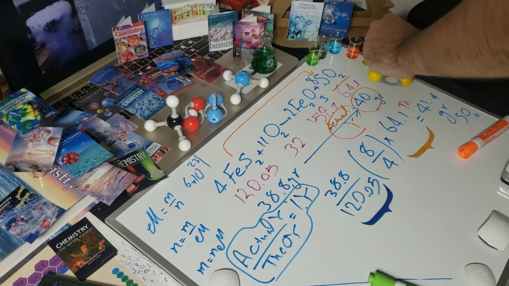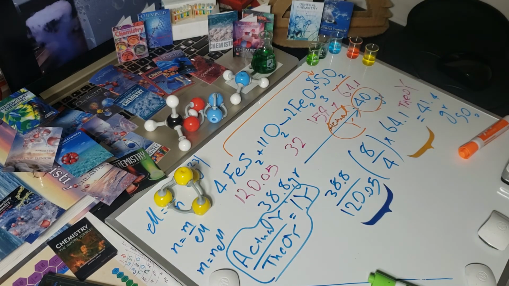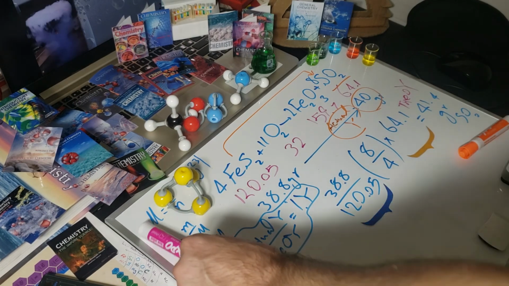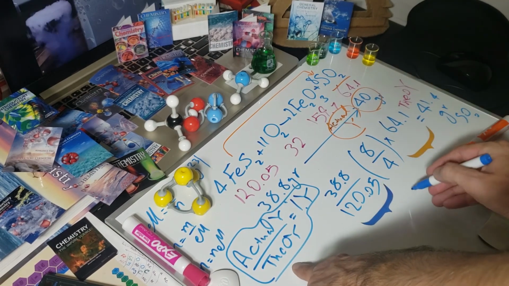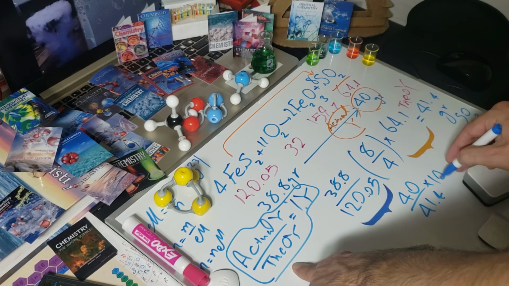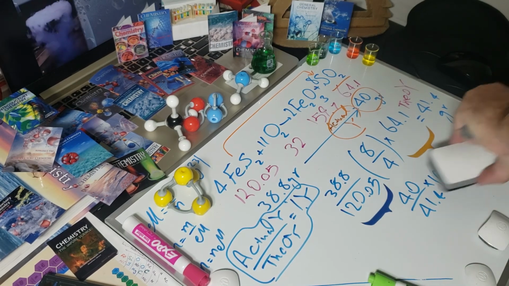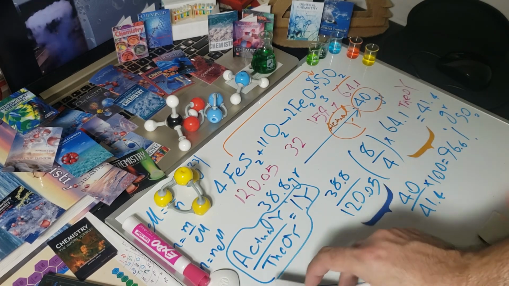Okay, so that's the theoretical yield. Now I have it, I could go on to the formula here, and I could say my actual yield, which is 40 divided by 41.4 times 100, will give me my percent yield, that is going to be 96.6%. Okay, so that's your percent yield. That is the final answer for the percent yield.